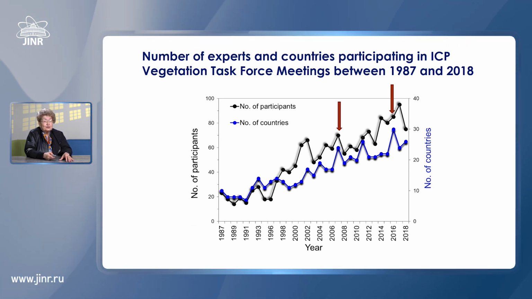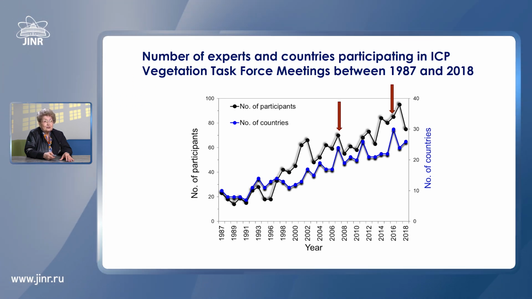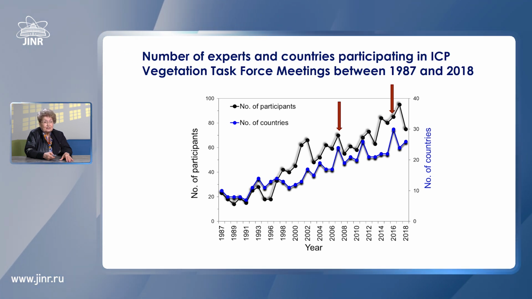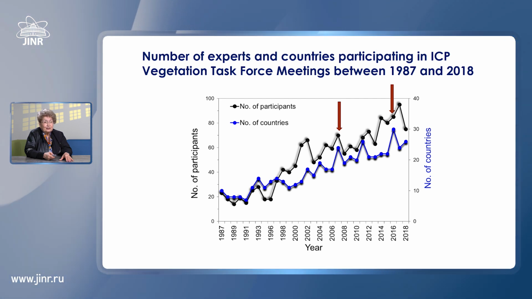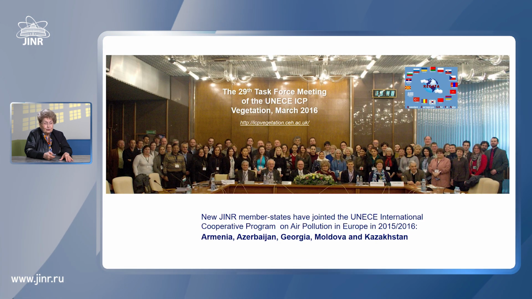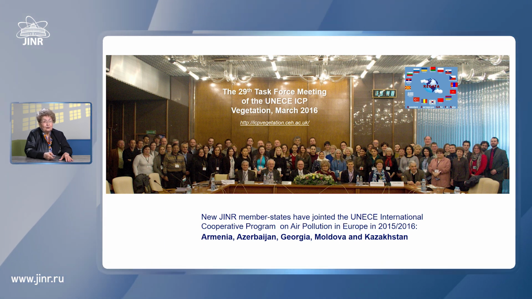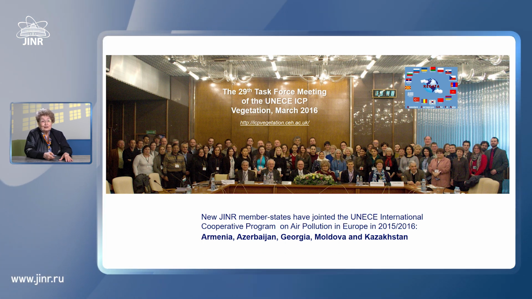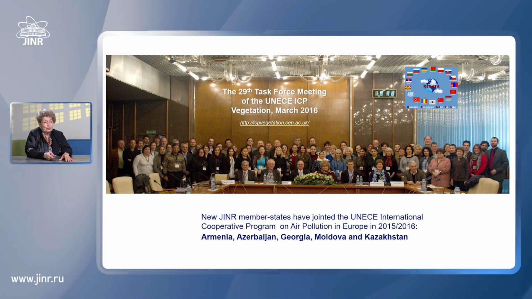That picture shows the interest of the countries to participate in this program. You see two scales, the number of participants and the number of countries. Red arrows show the time when meetings were carried out at the Joint Institute for Nuclear Research. That was organized in 2016, and you see how many people from different countries, participants of that program, gathered at the Joint Institute for Nuclear Research.